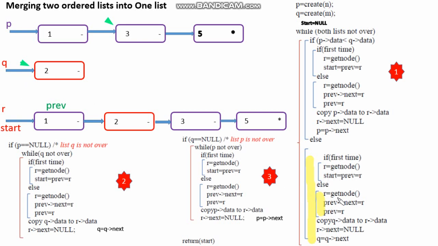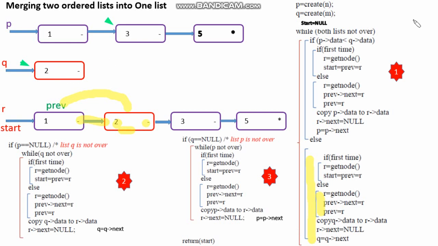So Q's data, I'm going to create an R. This is the R created now, and previous next equal to R. This gets linked, and my previous now moves from here to this node R, and copy the data from Q data to R data. That means Q data 2 gets copied here, and R next equal to null. This becomes null because it is the last node now, and Q advances.